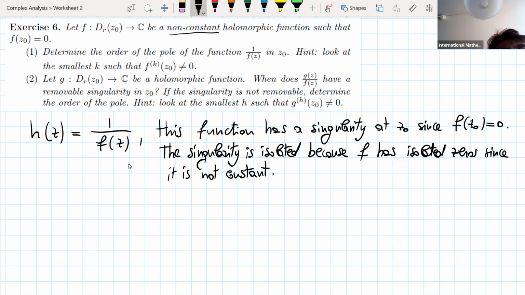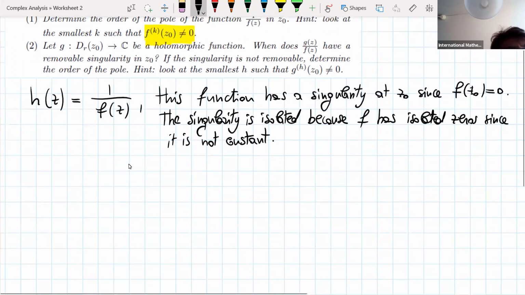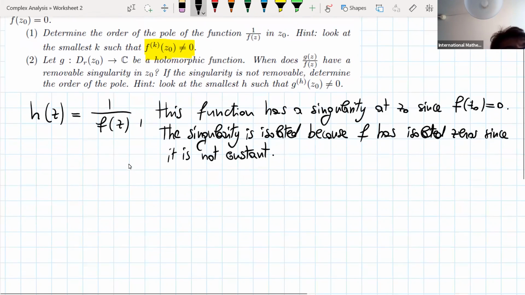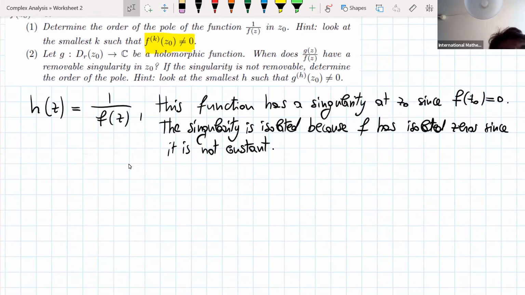What we want to do is show that this is a pole singularity, and we also want to find the order of this pole, giving a formula involving the derivative of f at the point z0. Why do these derivatives come into play? Because they appear in the power series expansion of f. So let's write this power series expansion.